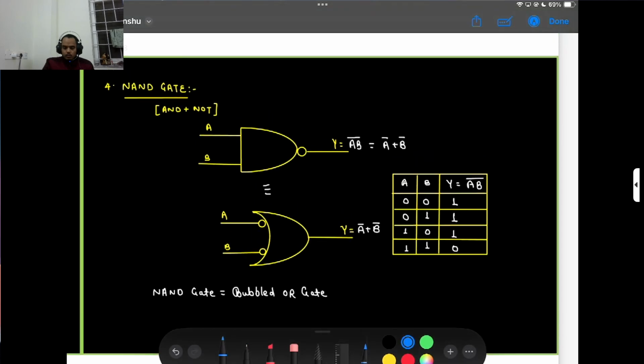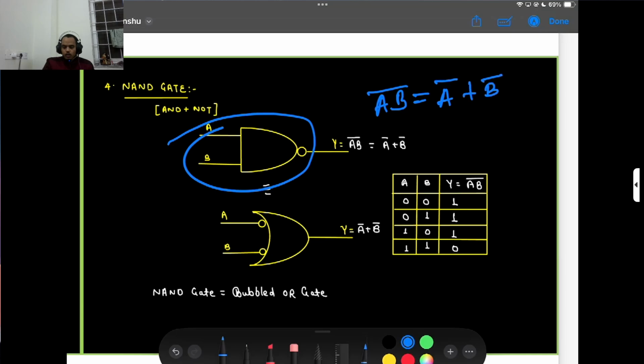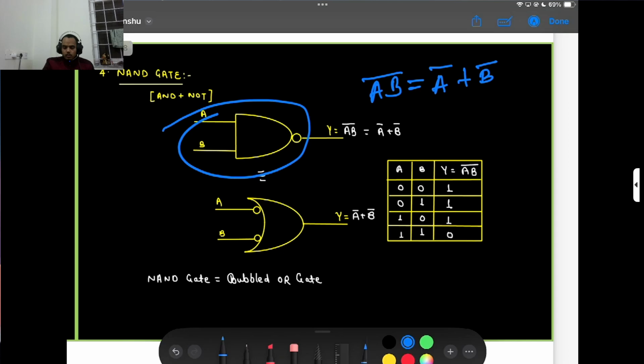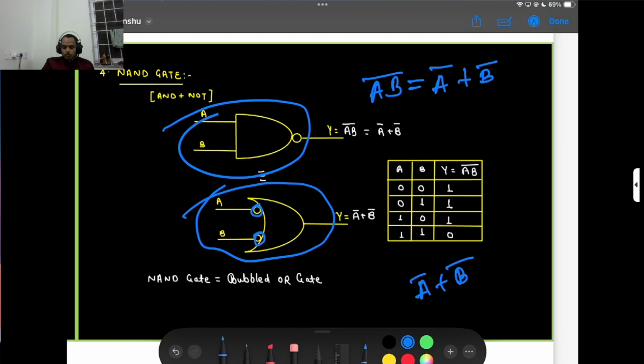So this is my NAND gate basically, AB bar, so the output is A bar plus B bar. And what is this? This is also my NAND gate. This is actually called a bubbled OR gate. Here is the bubble, and this bubble just behaves like a NOT gate. So my output is A bar plus B bar. So the NAND gate and the bubbled OR gate are both the same.